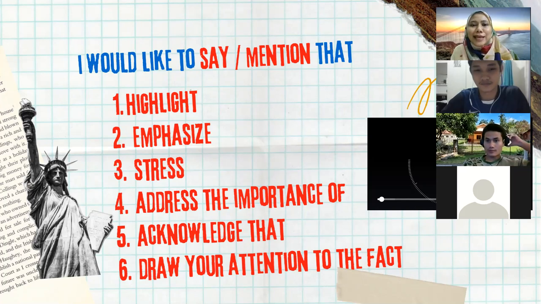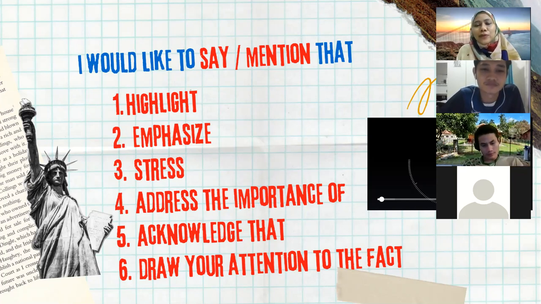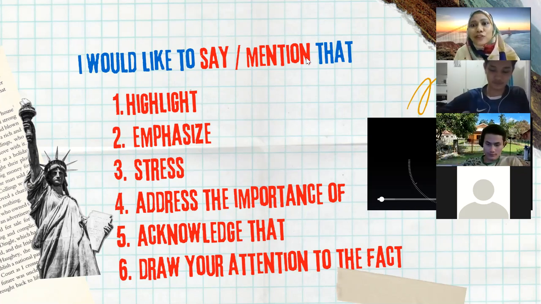When you're presenting, you always say, even the bosses at the higher level, they're always using only this. But you see, there are actually a lot of other ways that you can substitute say and mention with. So, for example, number one, I would like to highlight that. It shows you want to emphasize what's most important. You can say, I would like to highlight that trampoline could help reduce mental health issues, for example.